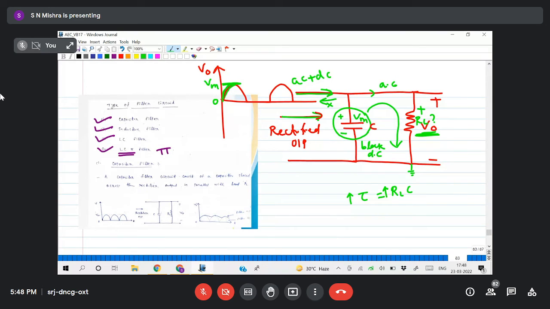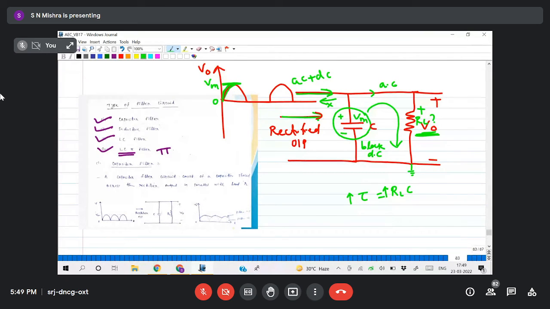Anyone? Time constant means the time taken to charge or discharge. How much time is required to fully charge or fully discharge? That is the time constant. So here, if I find the time constant, it is RL into C, and if the time constant is more, I can conclude it will take more time to discharge.